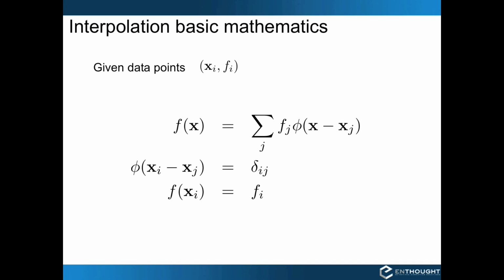The basic mathematics of interpolation are that you are given a set of data points, an x parameter, and then the value of a function at that data point. The x value here can be a vector of parameters. It's a single data point if you're doing one-dimensional interpolation, or x may be two values, x and y, if you're doing two-dimensional interpolation. Or in fact, if you're doing n-dimensional interpolation, x can contain n values.